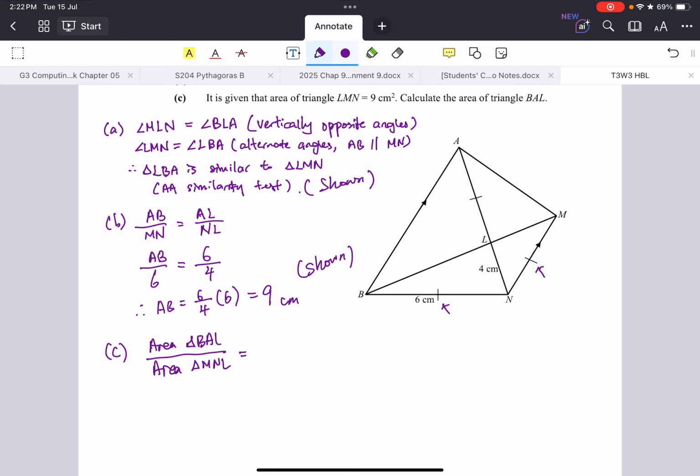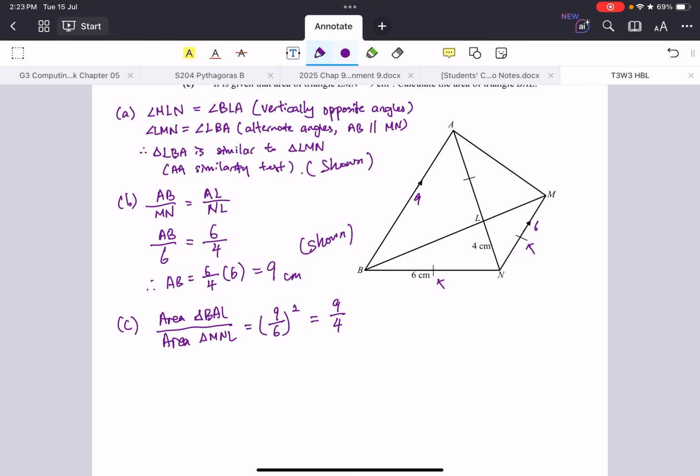Because they are similar, the ratio of the area will be the square of the ratio of the length. So the BAL, let's label this, this is actually 9 units, this is actually 6 units, so the comparison is over there. That means this will be 9 over 6 squared, which will give us 3 over 2 squared, 9 over 4. So that's the ratio. Now the area.